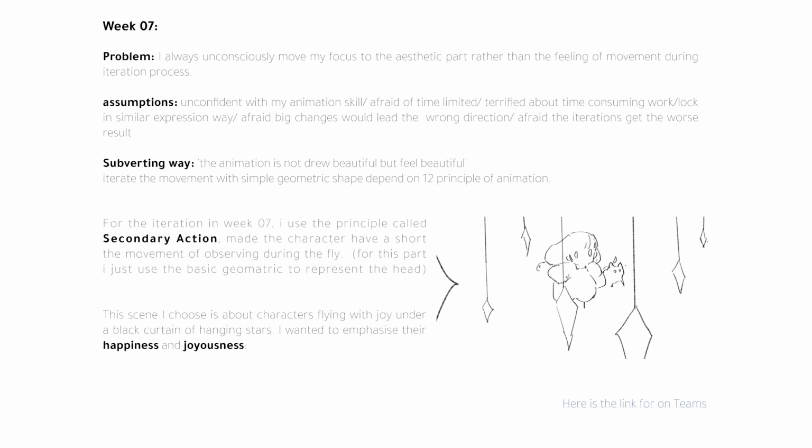For the iteration in week 7, the scene I chose is about characters flying with joy under a black curtain of hanging stars. I wanted to emphasize their happiness and joyfulness. Depending on the original version, I determined their motion paths based on the character's head and replaced the drawing with solid shapes. Then I added in-between frames to increase the fluency of movement. Depending on the previous iterations, in the fourth one, I adjusted the position of the geometric shape in order to fix the tendency of inertia when they fly.